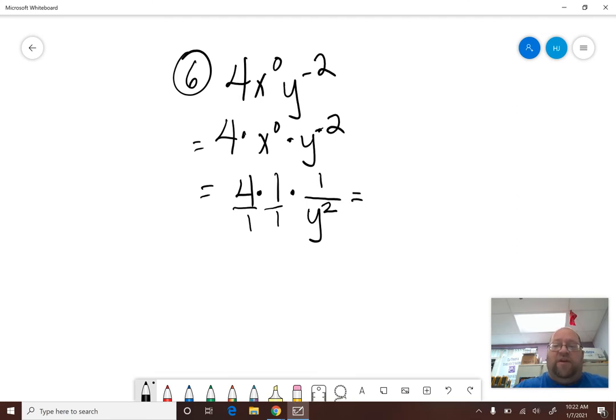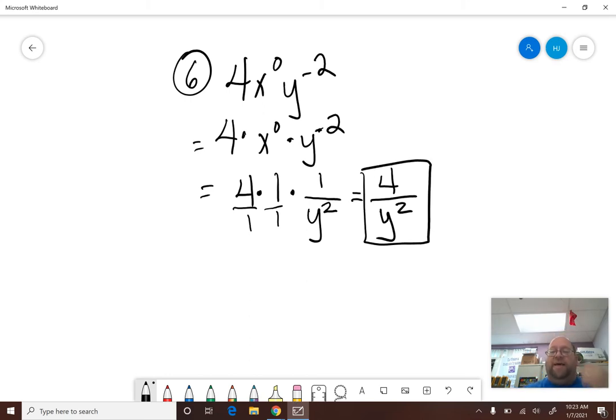So think about what really happens with our answer. I've got 4 times 1 times 1. Well, that just equals 4. And I've got 1 times 1 times y squared. Well, that just equals y squared. So ladies and gentlemen, I end up with this final answer for this problem.